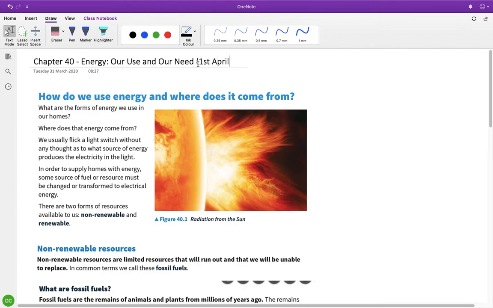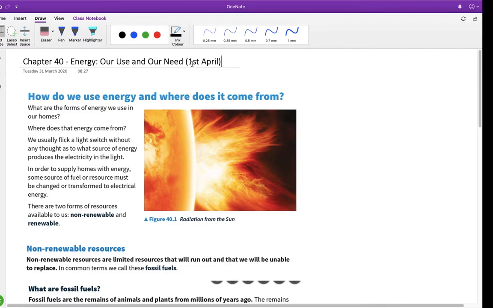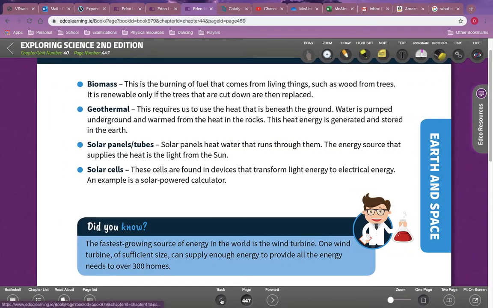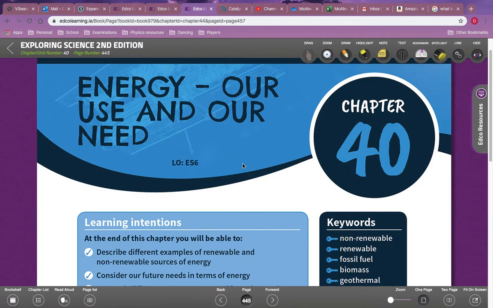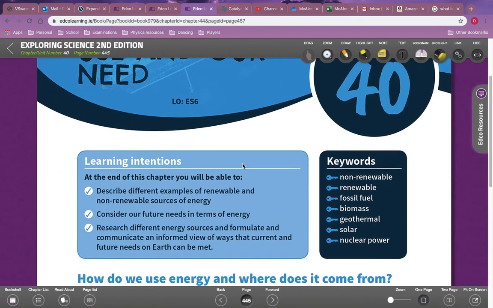Okay, so class content for today, which is Wednesday, the 1st of April. The chapter is chapter 40, Energy, Our Use and Our Need. So learning intentions for this chapter then.